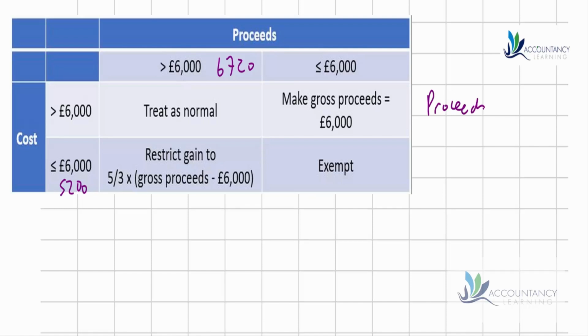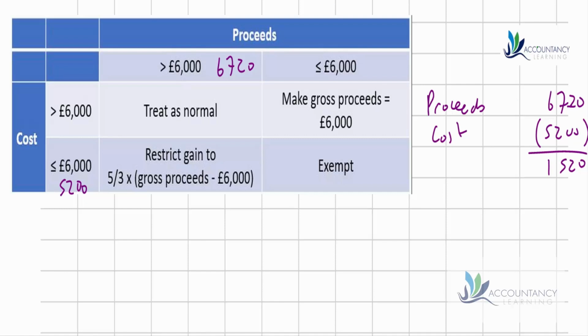So we have our proceeds of 6,720 and our cost of 5,200. So that gives us an unadjusted gain of 1,520.